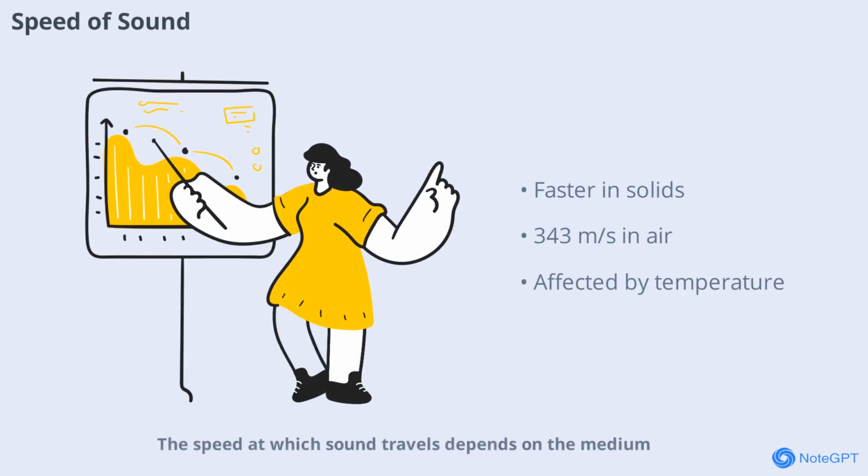The speed at which sound travels depends on the medium. In air at room temperature, sound travels at about 343 meters per second. In water, it's much faster, and in solids, it's even quicker. This is because particles in solids are packed closely together, making it easier for vibrations to pass from one particle to the next. Factors like temperature, humidity, and the type of material all influence the speed of sound.